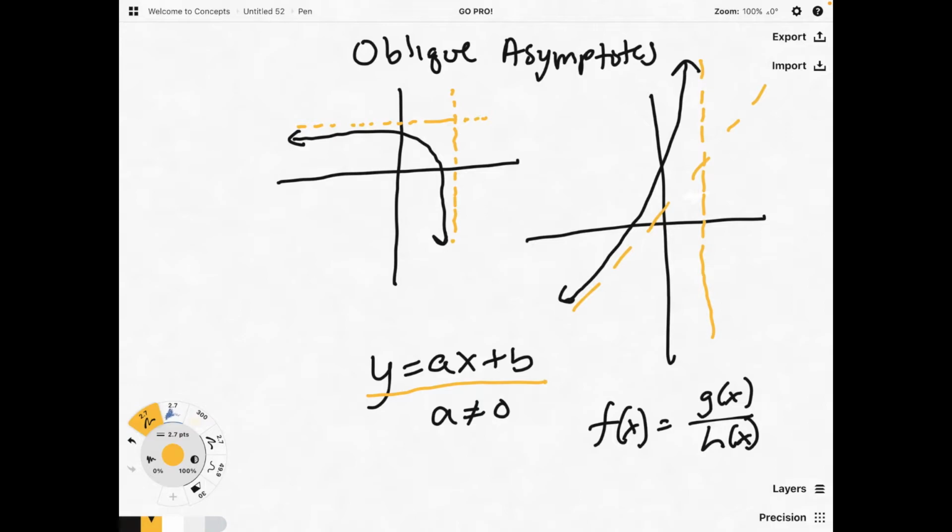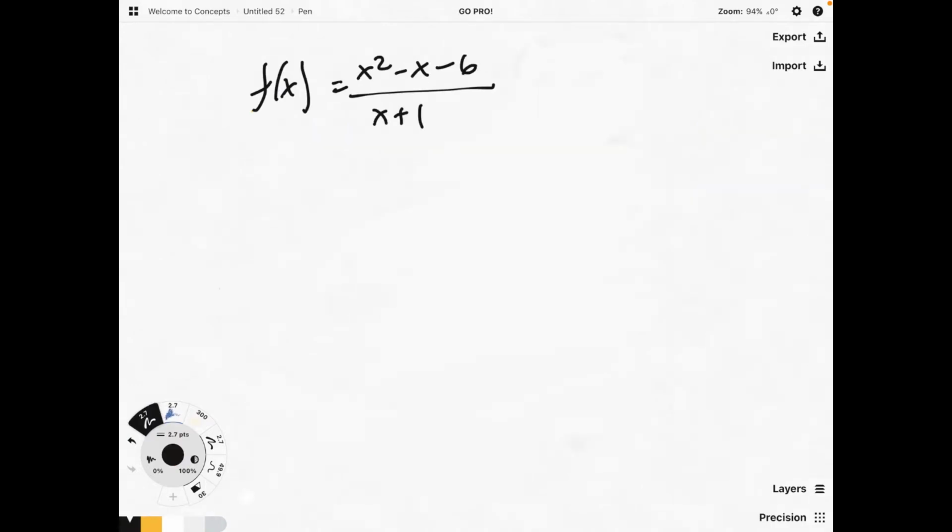Okay, let's look at a few examples. Looking at our first problem, we have the function f of x equals x squared minus x minus 6, and we're dividing that by x plus 1. And the question asks us to identify if there are any oblique asymptotes, and if there are, solve for the oblique asymptote. So with the first part of this question, we can see we're given in the problem the numerator, which is x squared minus x minus 6, which is a degree of 2. And then in the denominator, we are given the x plus 1, which has a degree of 1.